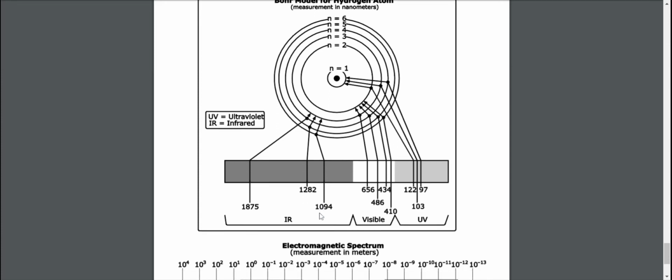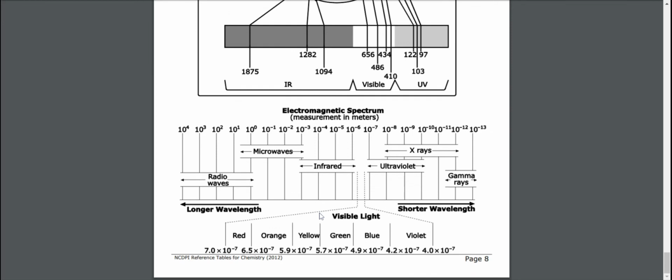Now, if we scroll down, here at the bottom of the page is a representation of the electromagnetic spectrum we learned about. This time, wavelength is in meters. Okay, part of this is the same thing that's represented up here, but higher up, it's nanometers, 10 to the minus 9 meters. Here, it's in meters.